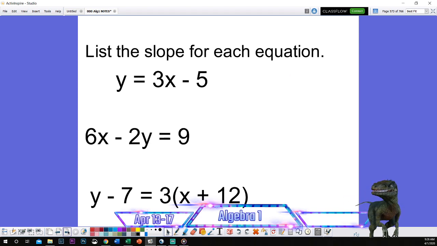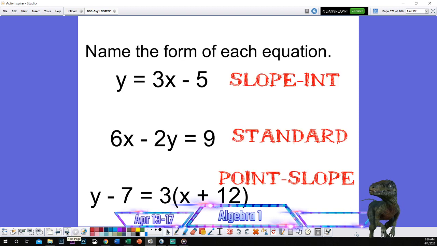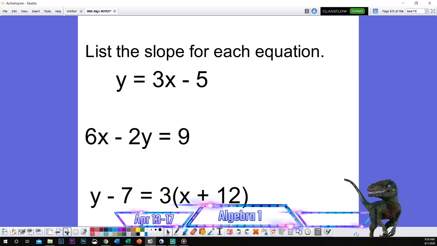Alright, next, we already know what forms they are. We just said so right there. These are the same equations. Now I just want you to tell me what's the slope. Alright, the first and the last one are super easy to find the slope for.